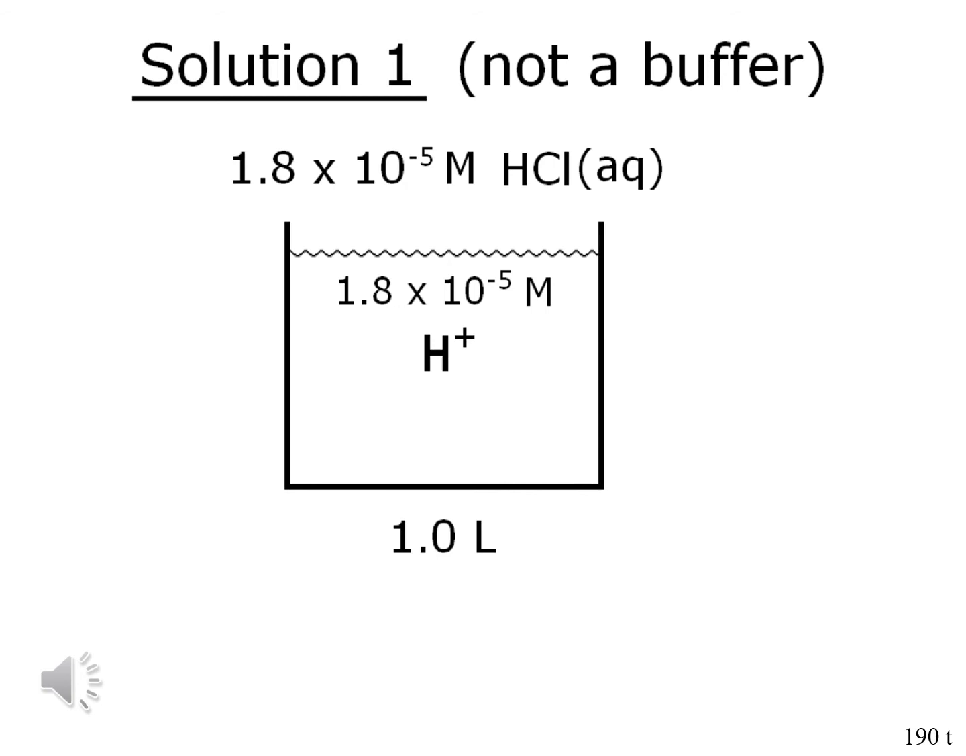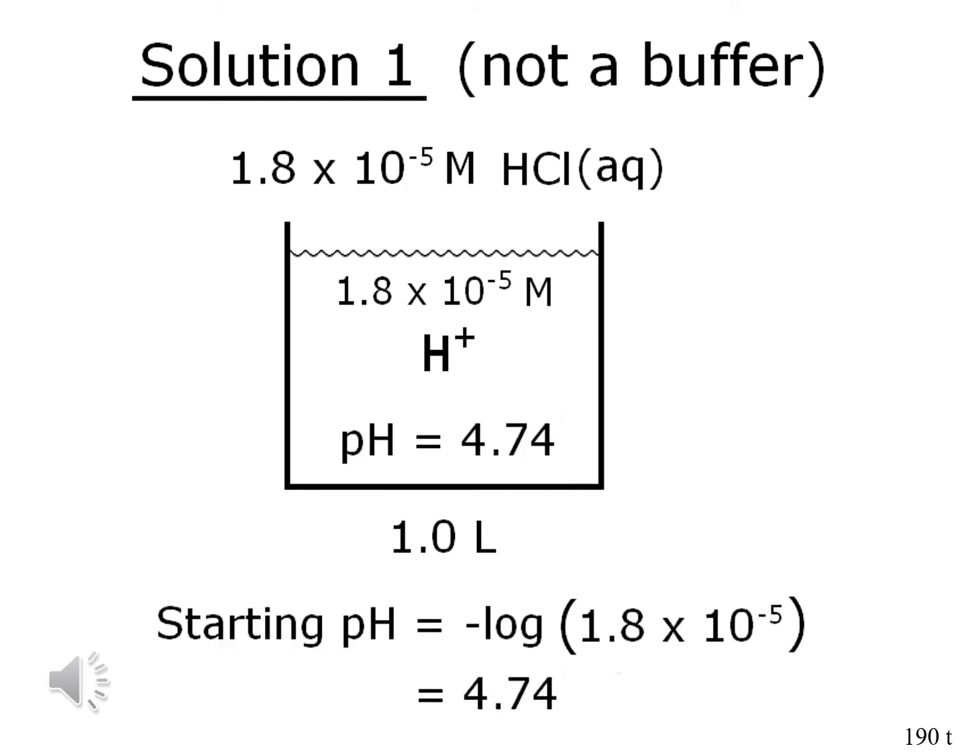Solution 1, which is not a buffer, is going to be just 1.8 times 10 to the minus 5 molar HCl. And the Cl is a spectator, so it's the H plus that's actually giving it the pH. So this is a strong acid. How do you calculate the pH of a strong acid? All you have to do is take minus the log of the concentration. So this solution is starting out at pH 4.74.